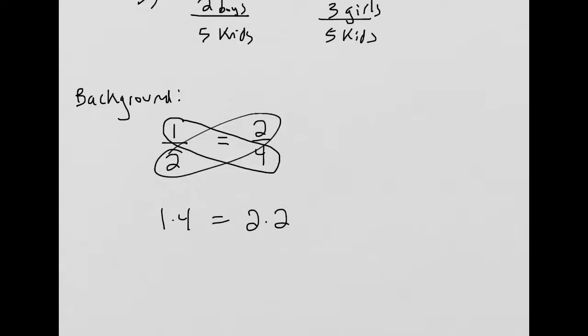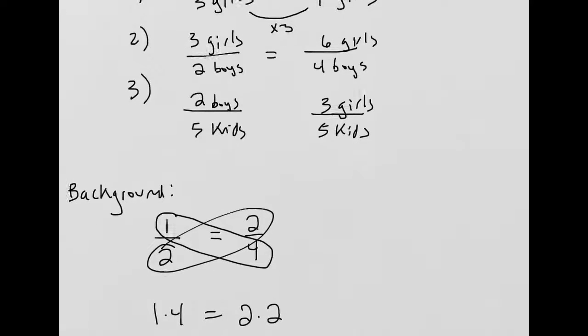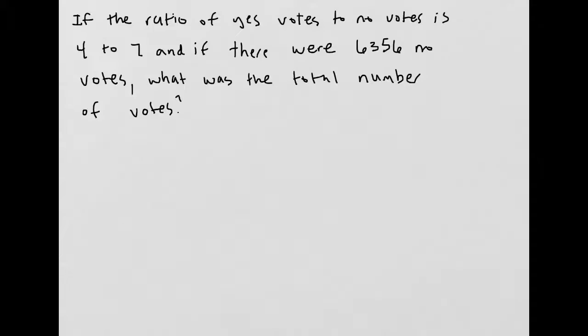So we're going to use these 2 ideas to help us solve the problem involving ratios. So here we go. If the ratio of yes votes to no votes is 4 to 7, and if there were 6356 no votes, what was the total number of votes?